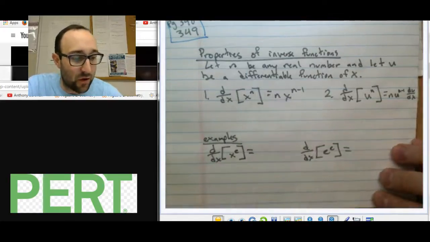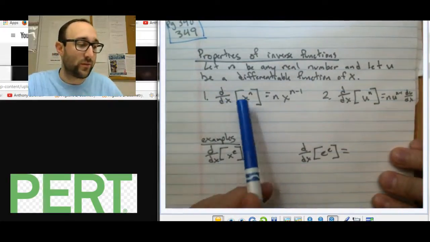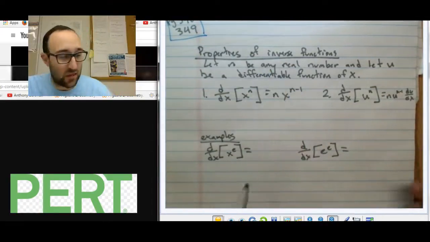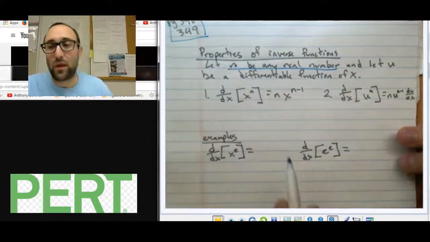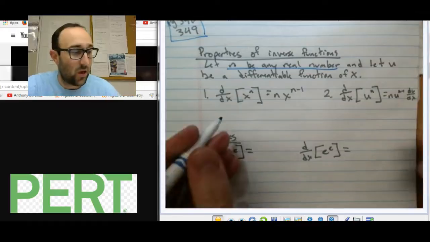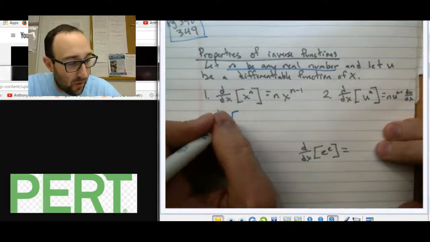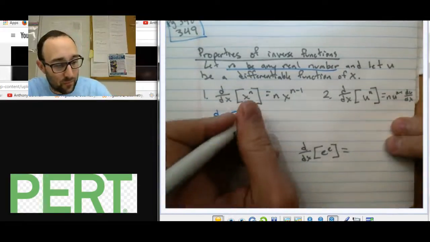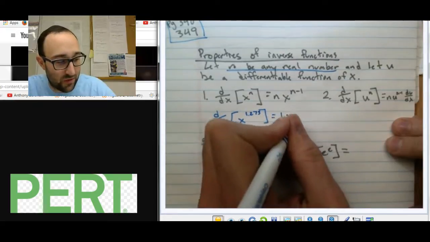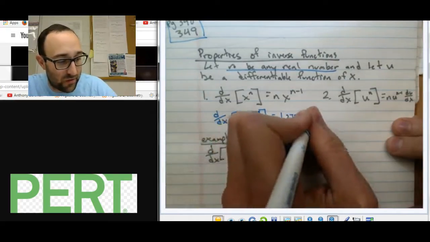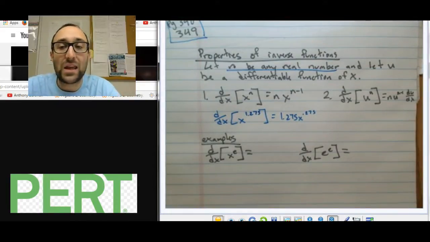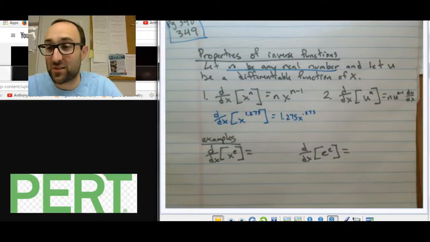So let n be any real number and let u be a differentiable function of x. The derivative of x to the n is going to be n times x to the n minus 1. Now, how is that different than anything we've done? Now we're saying n is a real number. And we've kind of done that before with fractions. But we could say, what's the derivative of x to the 1.275? Well, that's going to be 1.275 x to the 0.275, because we're subtracting 1. Or we can take the square root of 2, or any real number. It doesn't have to be whole numbers, it doesn't have to be fractions, it doesn't have to be positives or negatives. It can be anything that you want.